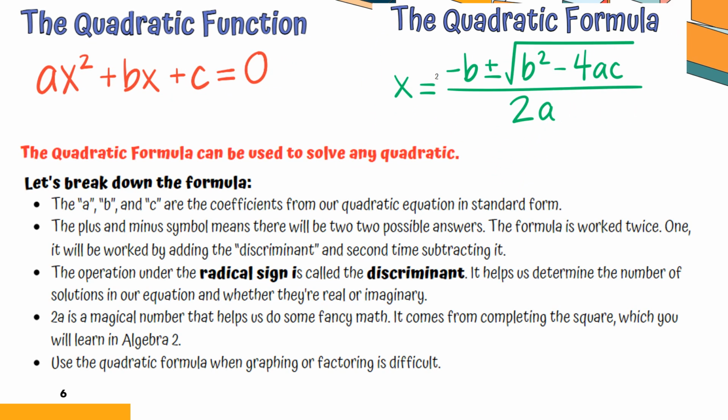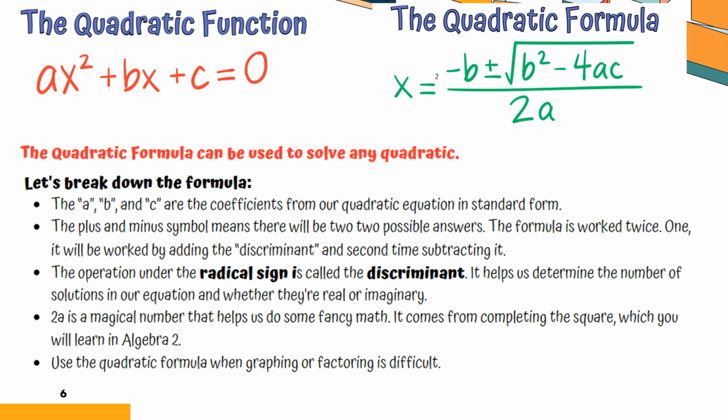So just once again, to break it down, the a, b, and c are coefficients from our quadratic in standard form. The plus and minus sign means there's two possible answers. So we're going to work the second half of the formula twice. Once will be worked by adding the discriminant. The second time we'll subtract it.